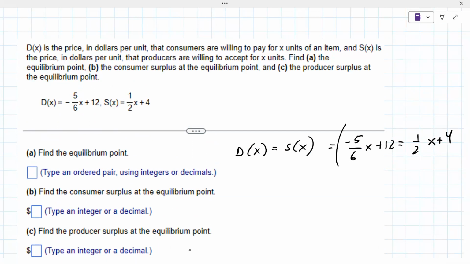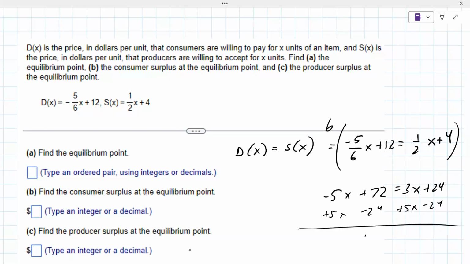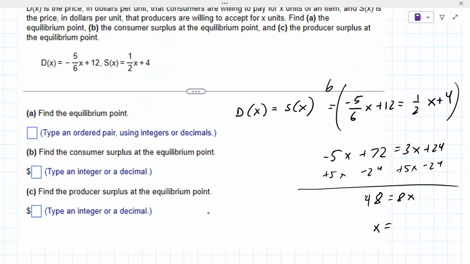If you have to do this by hand, I would clear the fractions first. So minus 5x plus 72 equals 3x plus 24. Then move the 24 over and add the 5x, so you end up getting 48 equals 8x, x equals 8. Then to find the y value, you put 8 into one of these equations. It doesn't matter which one. I'm going to choose the second one because it's easier, since 1/2 of 8 is easier than 5/6 of 8.